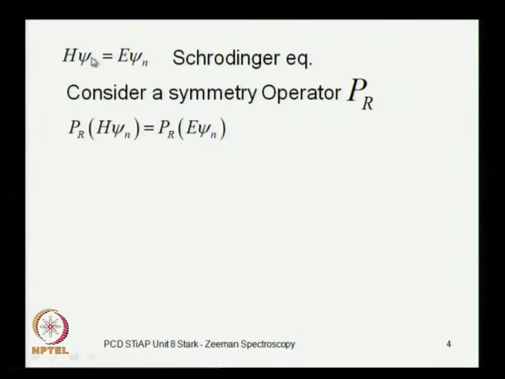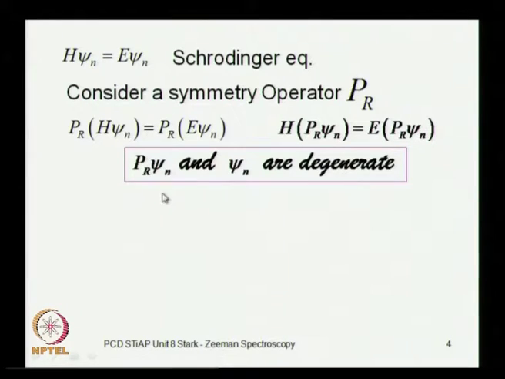You can see how it is related to degeneracy, because if you have psi n which is an eigenfunction of the Hamiltonian, and then you operate on the Schrodinger equation by a symmetry operator P. I have simply taken the Schrodinger equation and have P operating from the left on both the left side as well as the right side, and on the left side you know that P and H commute. So, H can now be written behind P, and on the right side E is a constant.